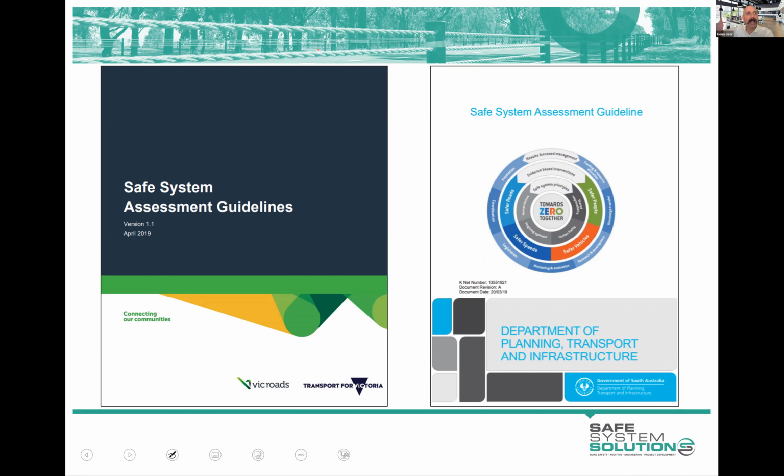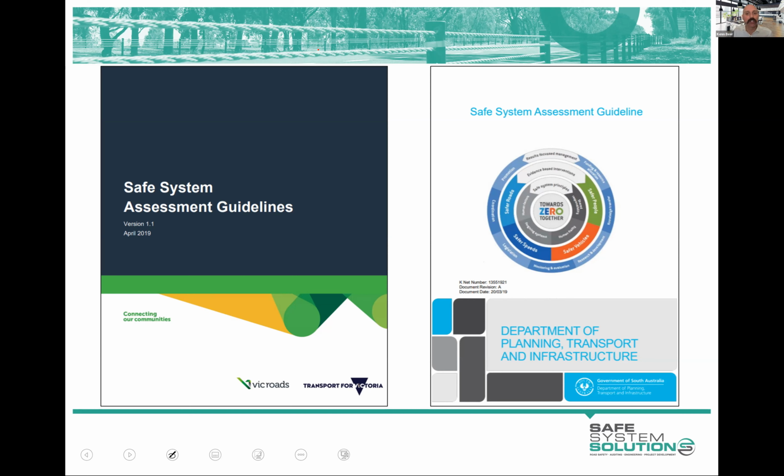And that had come about because more and more people were starting to do them in varied scenarios, varied environments, different projects, and just identified these things don't work that well. How do you do this? And so Victoria came out with the Safe System Assessment Guidelines. They've done a couple of versions of those now.